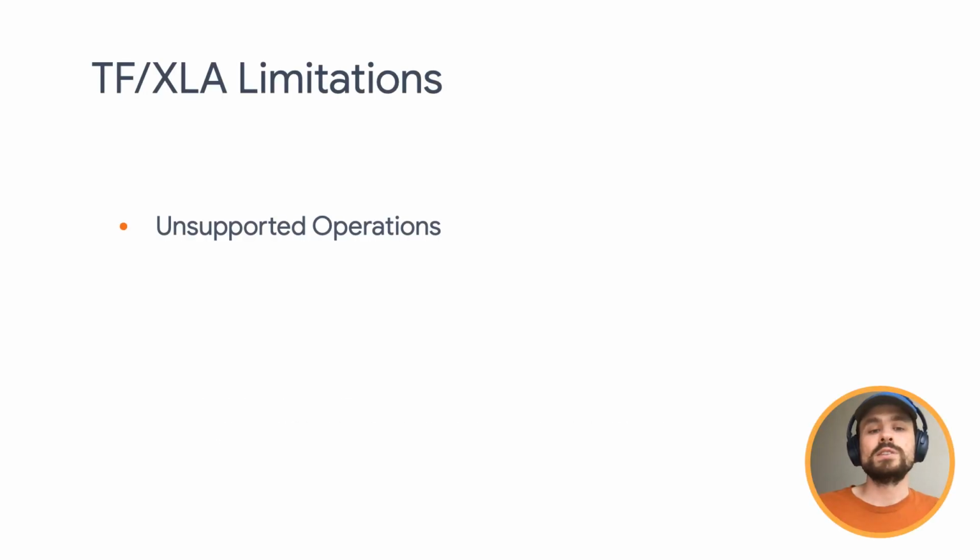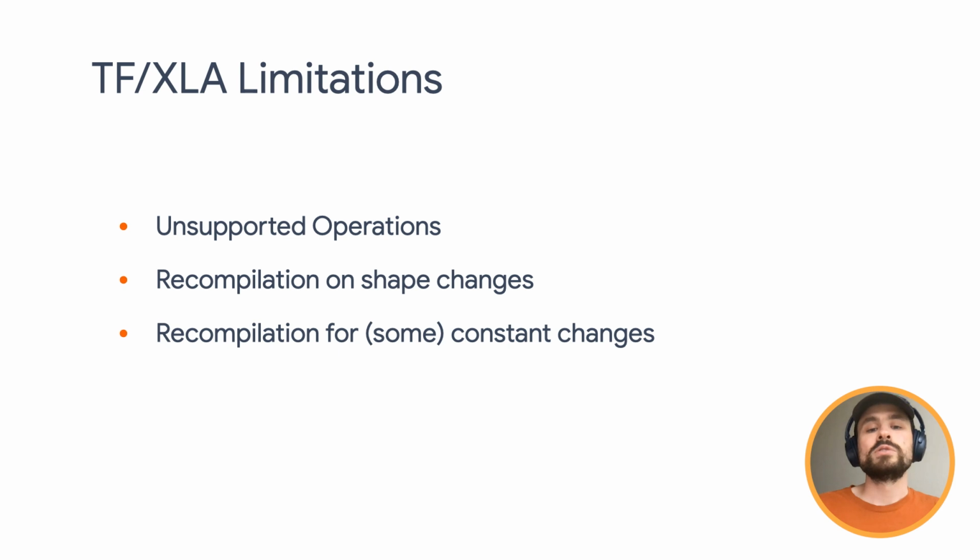Now that we've covered the use cases, let's go through the limitations of JIT-compile equals true. We've briefly discussed already that not all operations are compilable. Let's cover that in a bit more detail. Furthermore, we have previously mentioned that the XLA compiler requires shapes to be static. Let's see how that interacts with dynamic inputs in TensorFlow.